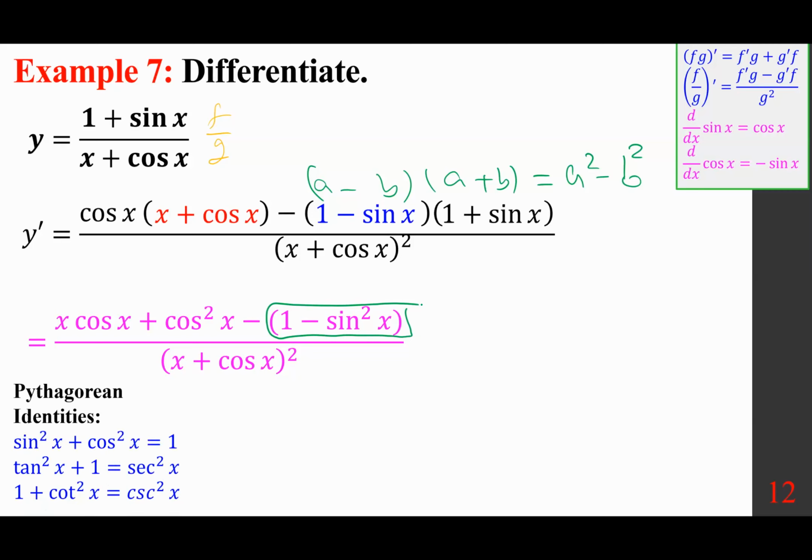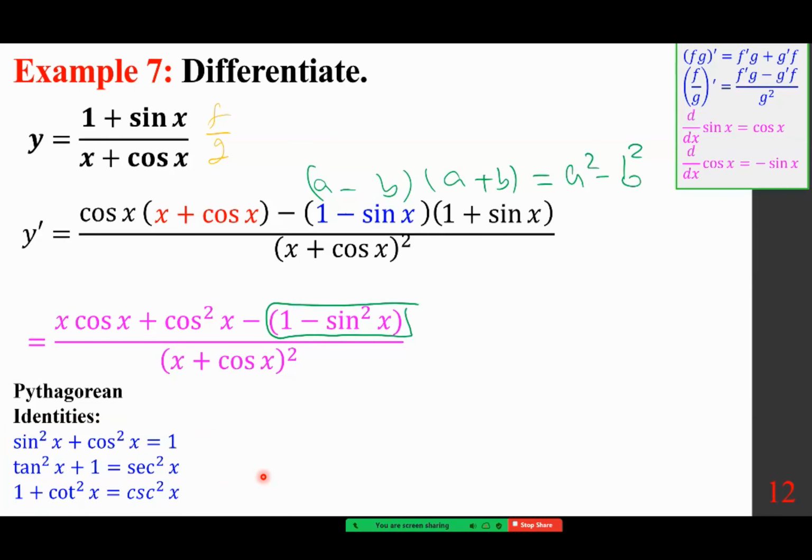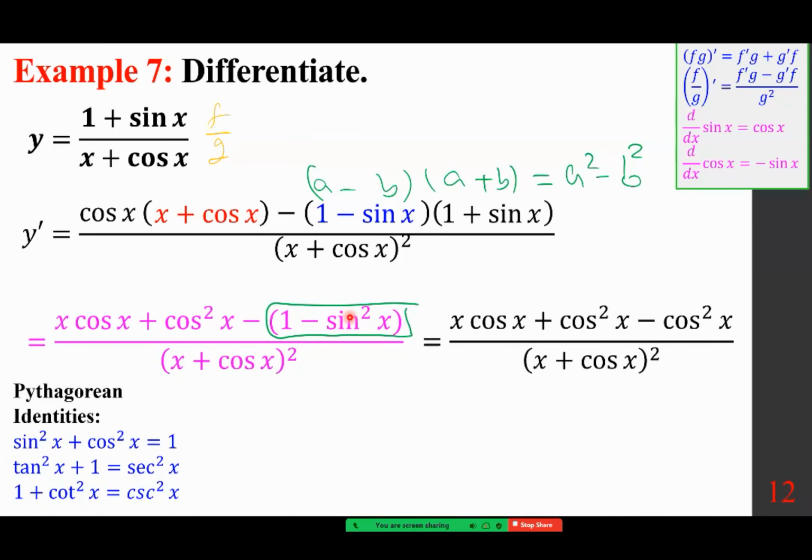So the Pythagorean identities that I mentioned: one of them last time, sine squared plus cosine squared is 1, tan squared plus 1 is secant squared, 1 plus cotangent squared equals cosecant squared. You should know all of them. And if you know this one, then you should know if you move the sine squared, this becomes cosine squared, okay? So this is cosine squared with a negative sign in front of it. These two cancel each other. And we are done. Trigonometric identity is extremely important.